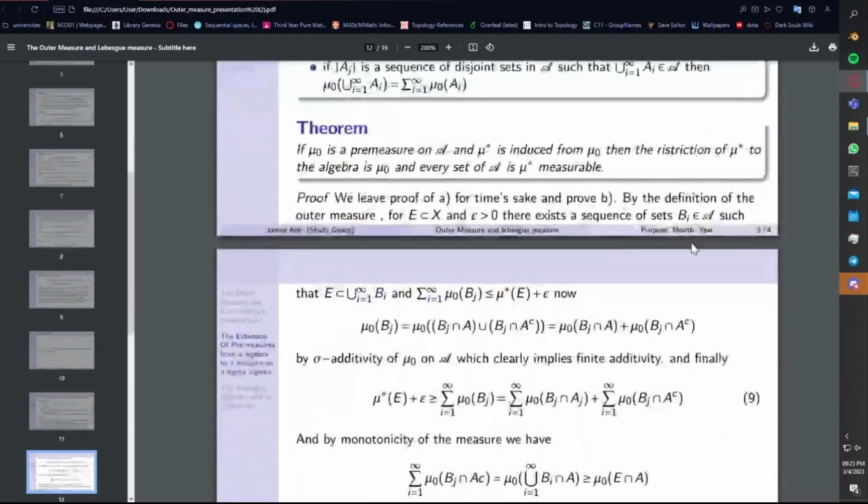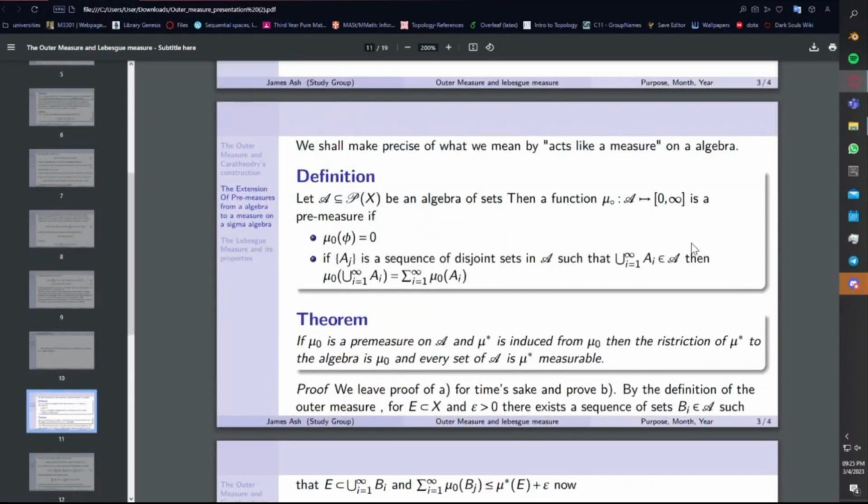So here's the theorem. If mu naught is a pre-measure on the algebra and mu star is induced from mu naught, then the restriction of mu star to the algebra is a measure. I think I didn't write it. Yeah, it is a measure. I forgot to write it here. And every element in the algebra is going to be mu star measurable.